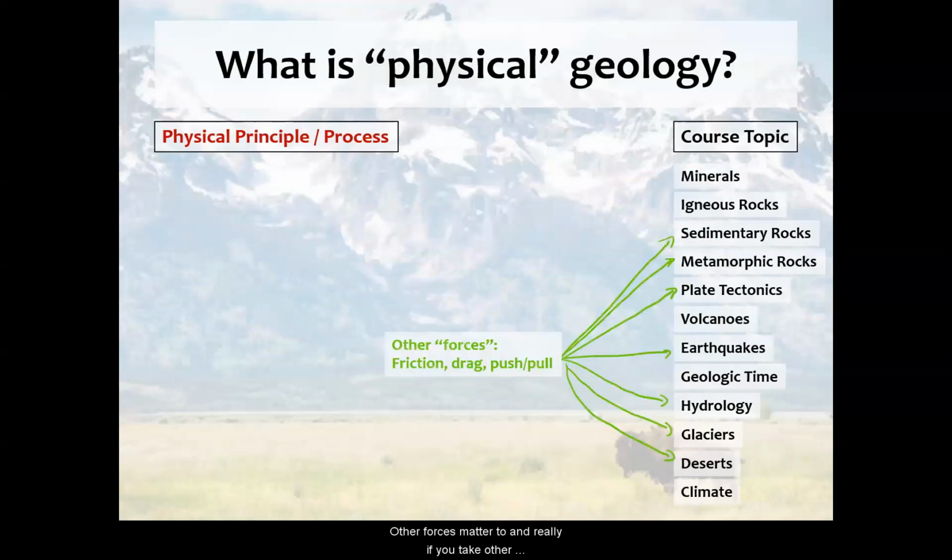Other forces matter too, and really, if you take other physics courses, you might come to realize that the effects of friction or drag or pushes and pulls are really just manifestations of the forces that we've already talked about, gravity and electromagnetism. At any rate, things like friction and drag and pushes and pulls are going to affect how sediments form, how rocks get metamorphosed or squished together as a result of plate tectonics, how those plate tectonic forces result in earthquakes, like we've already talked about in terms of natural disasters, how they affect hydrology, glaciers, and deserts and the landforms that develop in those different places.